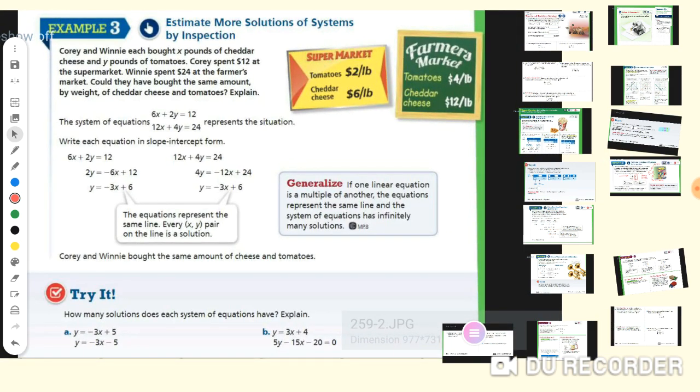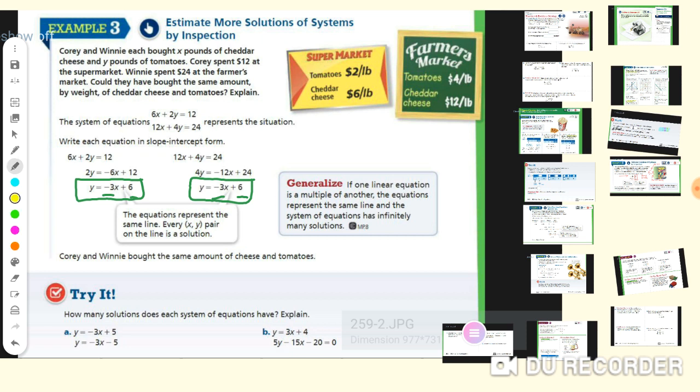Okay, another example. Here I also have a system of two equations. After finishing the conclusion of this example, I have y equal negative 3x plus 6, and the other, y equal negative 3x plus 6. The same slope, negative 3, the same y-intercept, positive 6. So they are the same, which means the third case. The third case means infinitely many solutions. So this system has infinitely many solutions.